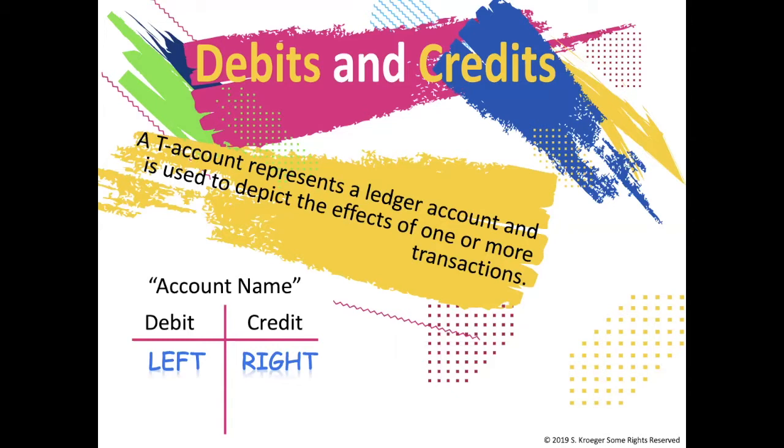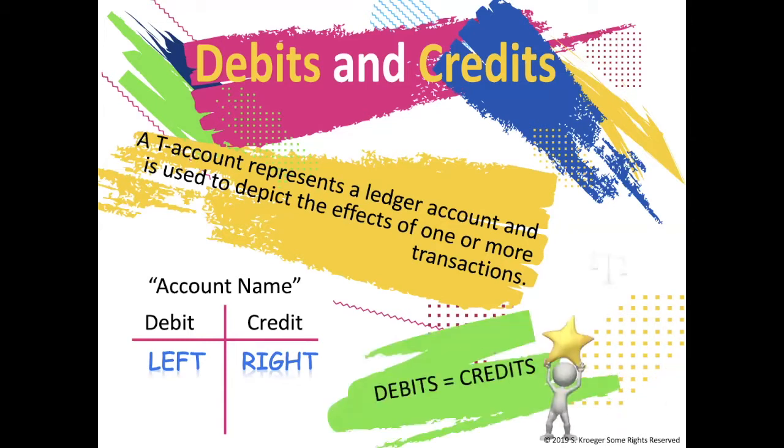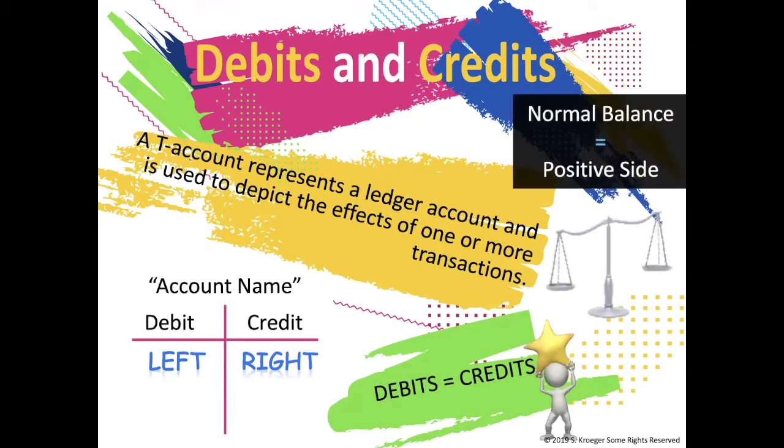We will use double entry accounting, meaning that every transaction affects at least two accounts. One account will get a debit while another gets a credit. Debits and credits will always equal. If they don't, it means you did something incorrectly. The normal balance of each account type will be the positive side. We will discuss this next.